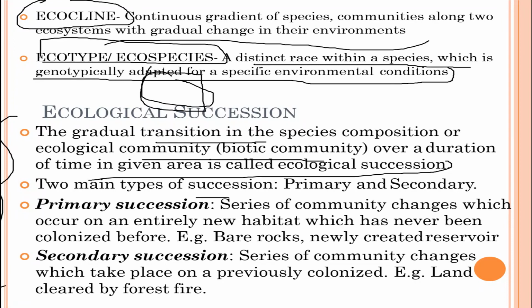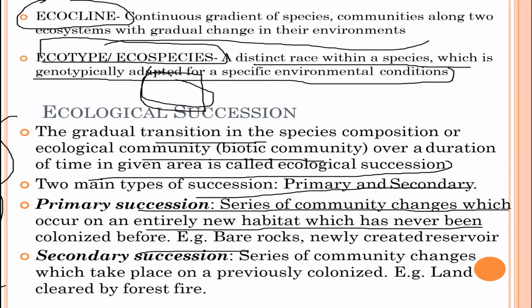There are two types of succession, primary or secondary. Primary successions are series of community changes which occur on an entirely new habitat which has never been colonized before, such as bare rocks and newly created reservoirs. Secondary successions include a series of community changes which take place on a previously colonized area, such as land cleared by forest fire.